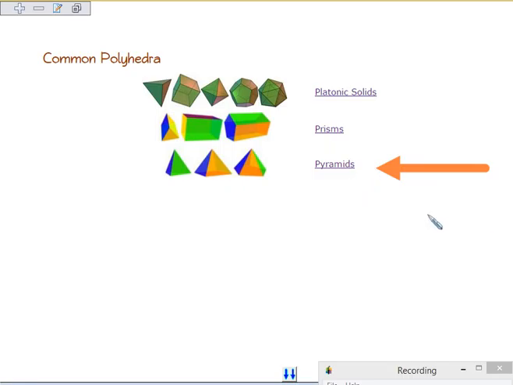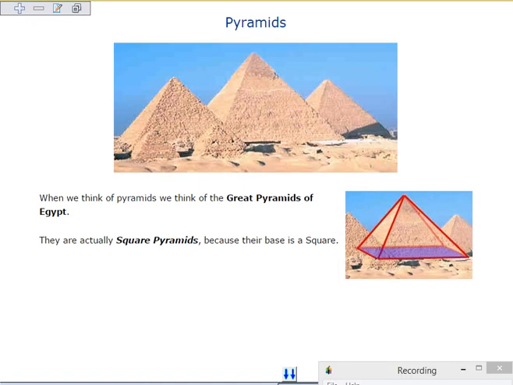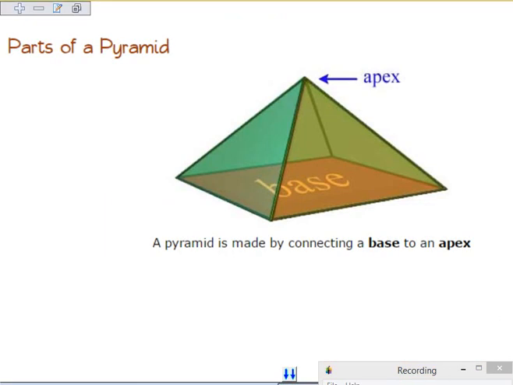The last section is pyramids. When we think of pyramids, we think of the Great Pyramids of Egypt. They are actually square pyramids because their base is a square, as highlighted in the purple. Parts of a pyramid. A pyramid is made by connecting a base to an apex. So when I connect, these are called edges, and their intersection point is an apex.